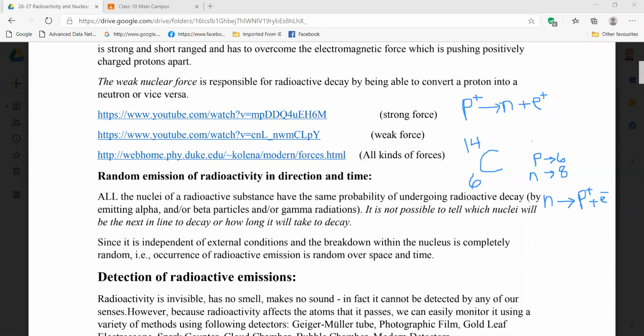Now we are done with this. We got that the weak nuclear force is responsible for radioactive decay by being able to convert a proton into a neutron or vice versa. Now we are going to another learning outcome, that is random emission of radioactivity in direction and time. We are saying radioactivity is random. In radioactivity, we are getting alpha, beta particles, and gamma radiation. The emission of all these particles and rays is random. What does random mean?